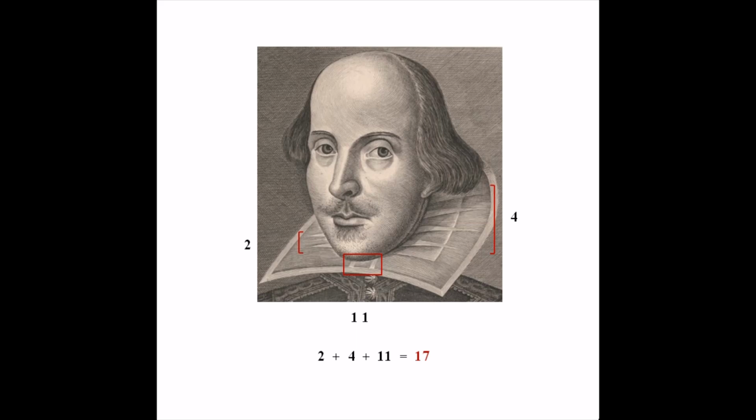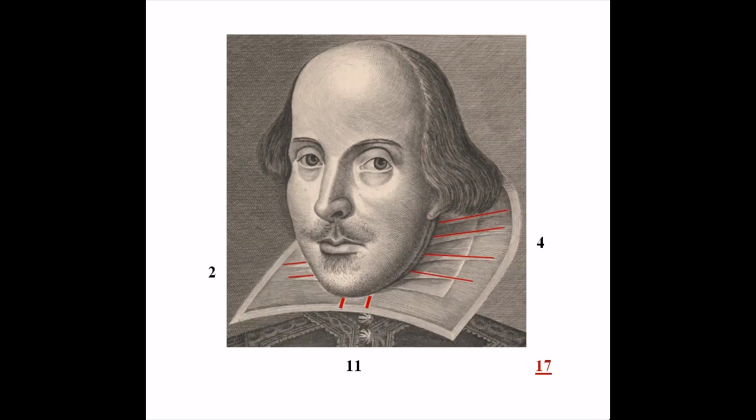Starting with the collar, there are 2 pointed lines on the left and 4 on the right for a total of 6. In the middle of the collar, under Shakespeare's chin, is this Gemini-looking symbol, which is an 11. 2 plus 4 plus 11 is 17, Edward de Vere's Earl number. Taking a closer look, the 2 lines on the left and 4 on the right are pointed, and the 11 in the middle is comprised of a couple straight lines.